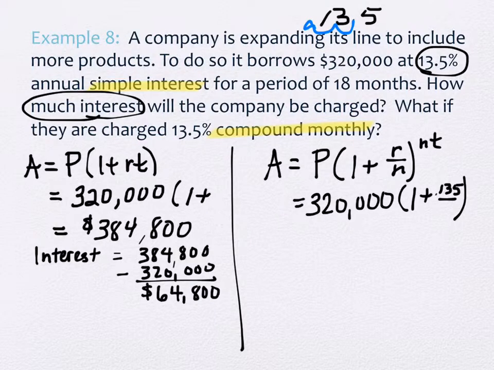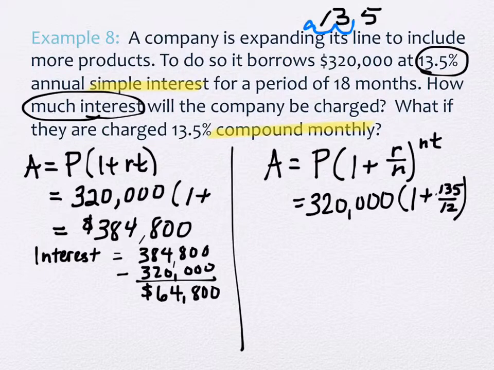It'll be 12. The thing you have to be careful of in the problem where we're working is that N is the number of compoundings per year. It's always in a per year amount. So the fact that they said monthly is going to give me the 12. It's not the actual number of compoundings, which would be 18. It's just the number that occur in 1 year time span. It's a little tricky that way.